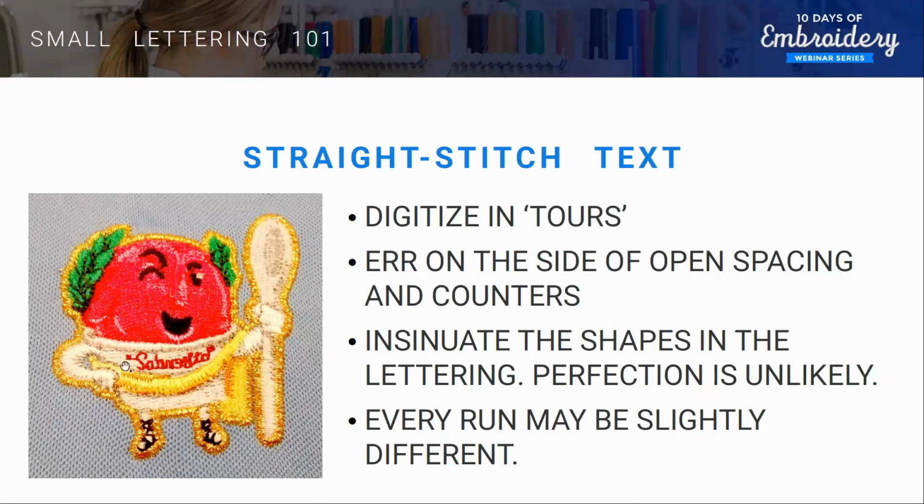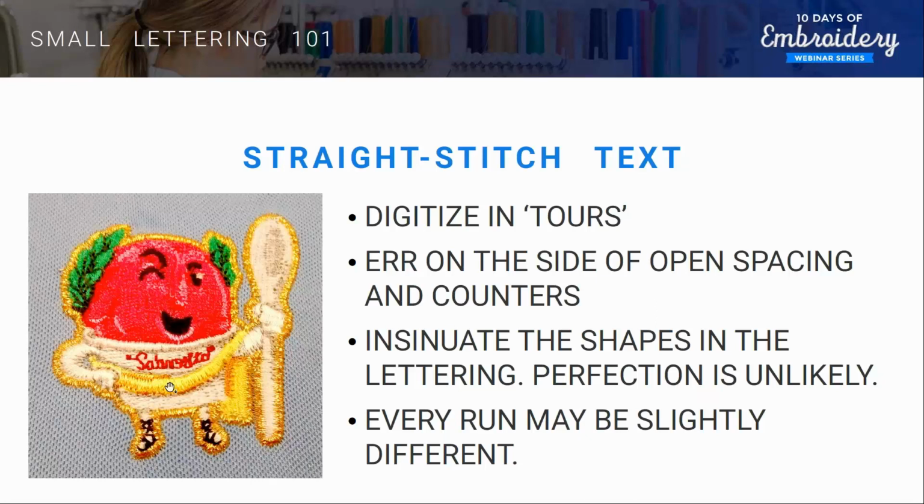But to digitize in tours means, on this particular piece, I ran all the way from the left to the right for the one pass and then came and completed everything from the right to the left on the other pass. Like I said before, digitizing in tours means that you go out to one end and you trace your steps back to the other end, making sure that every piece gets those 2 passes. Also, like I said, err on the side of open spacing and counters.